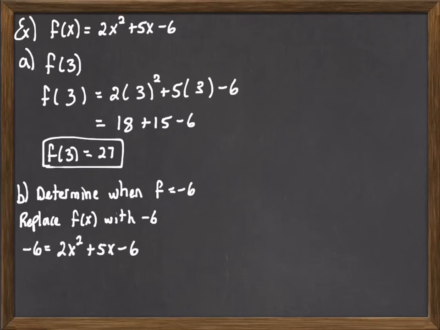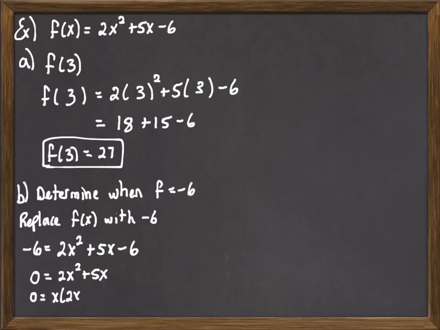We then have an equation that we can proceed to solve. It's a polynomial equation, so we want to get it equal to 0. So I take that negative 6 on the left-hand side, add it to both sides. And when I do, I get 0 equals 2x squared plus 5x. As a little test to yourself, you might want to try to solve that equation.